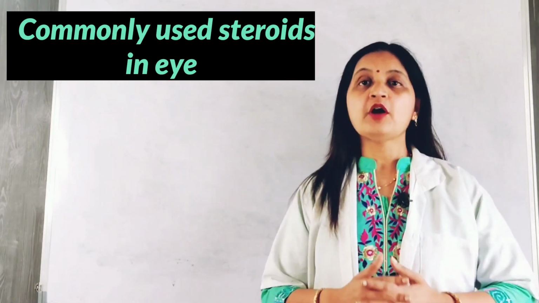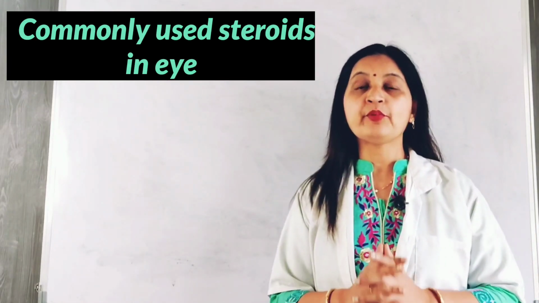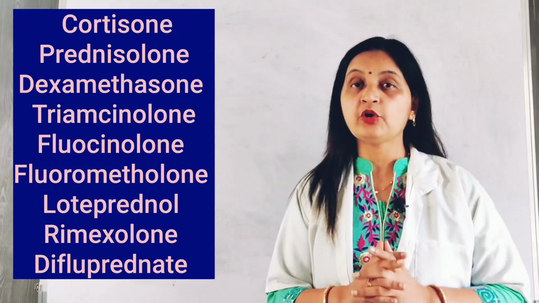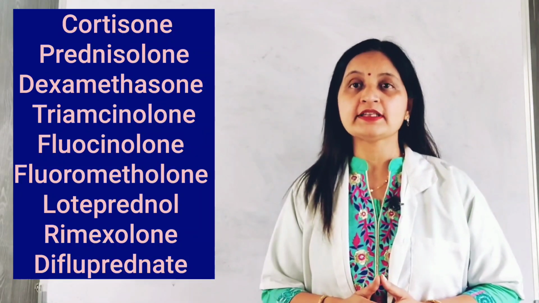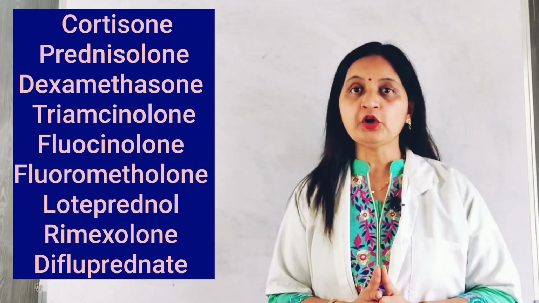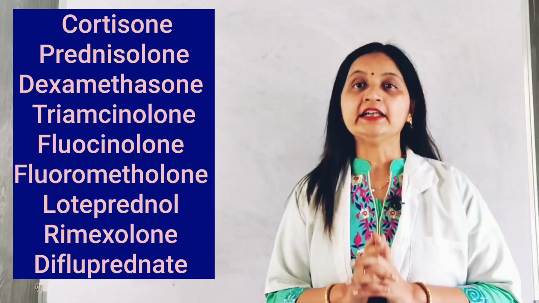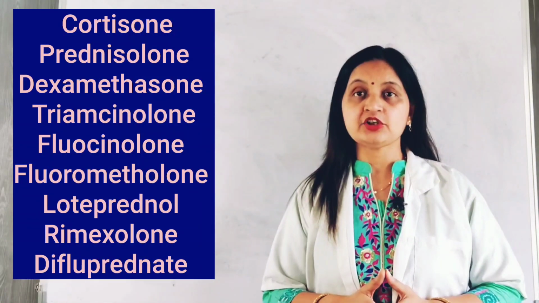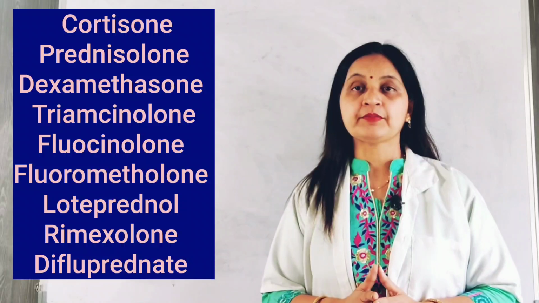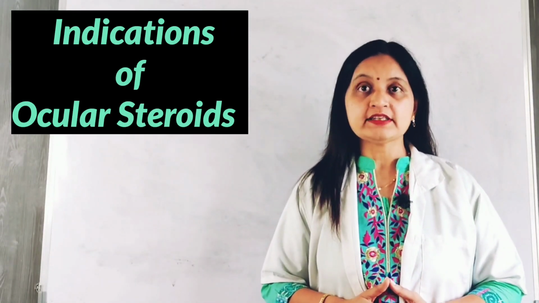So, starting off with the commonly used steroids in ophthalmology, the drugs are cortisone, prednisolone, dexamethasone, triamcinolone, fluocinolone, and some of the newer steroids such as fluorometholone, loteprednol, rimexolone, and difluprednate. So, these are some of the examples of steroids that are used in ophthalmology. So now let's see what are the uses or indications of these ocular steroids.